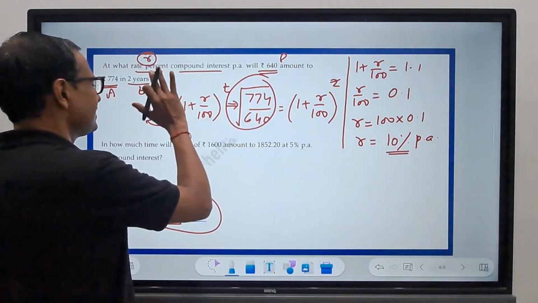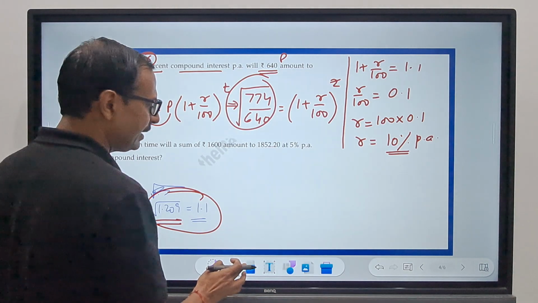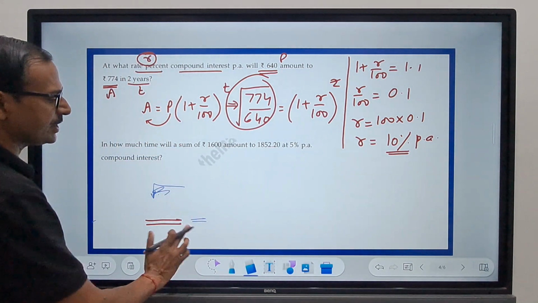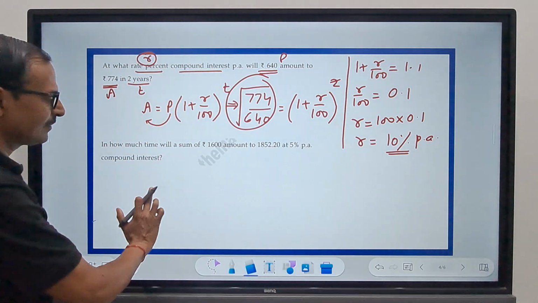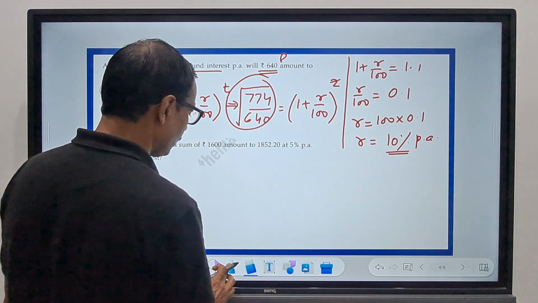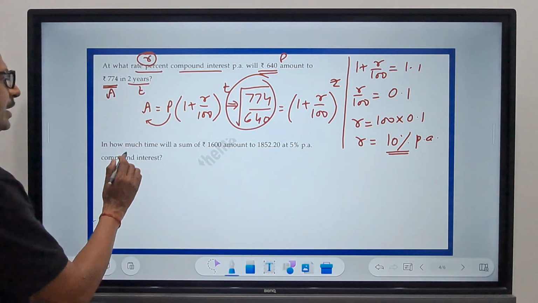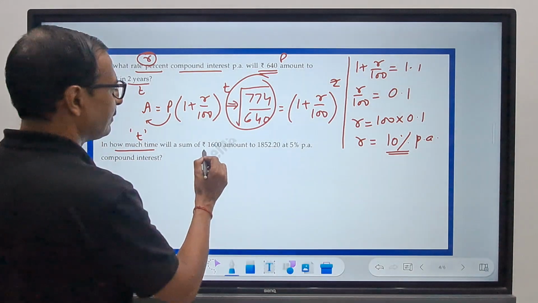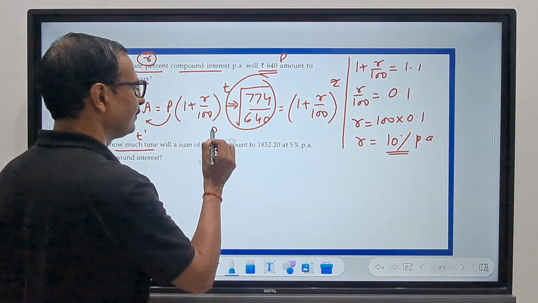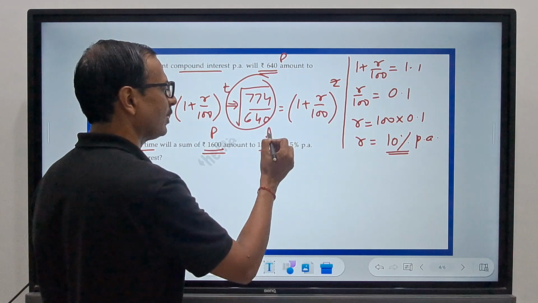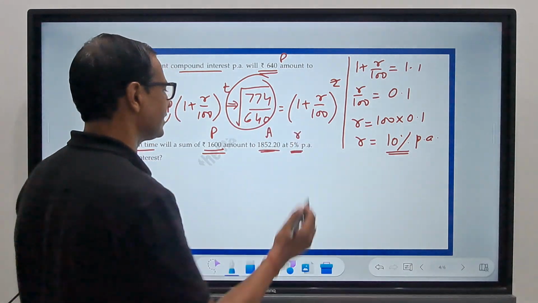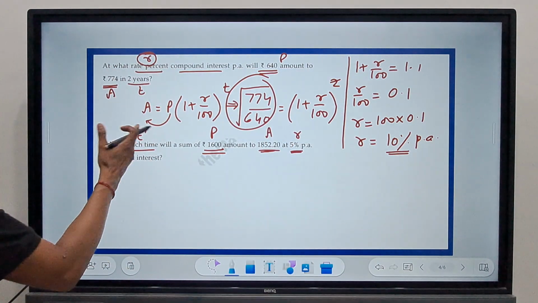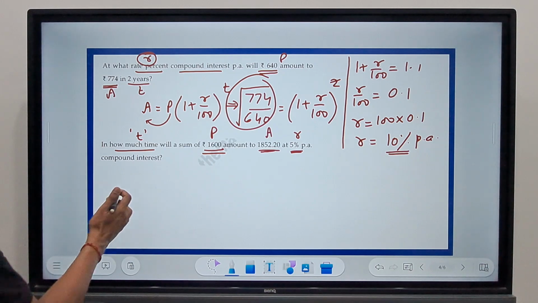So these things are normally mentioned in the question itself. So let's get rid of this. Now let's move on to the next question. In how much time? So now we are required to find the time. Sum of this, so principal, amounts to this, so this is amount, at 5%, this is R, right? So in how much time? Now we have to find the time.